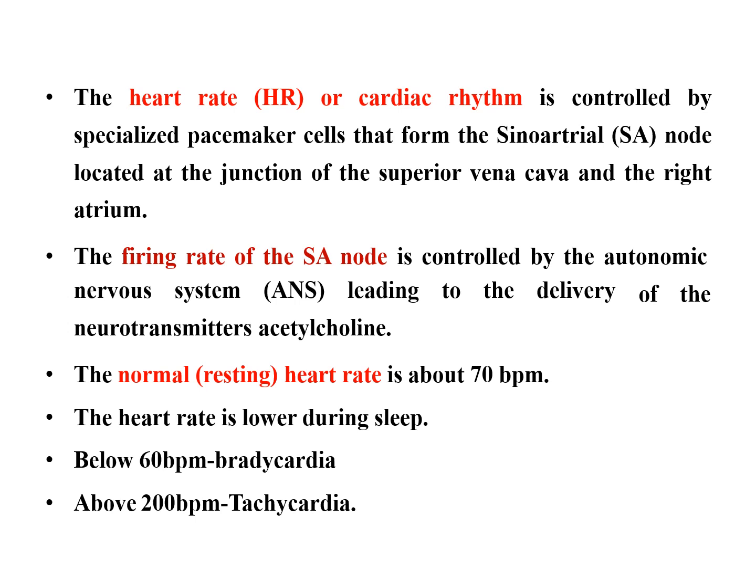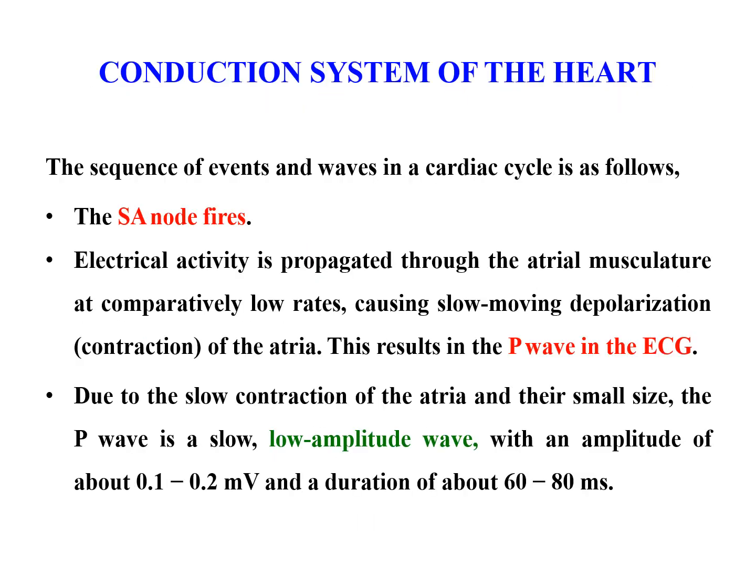Next, heart rate or cardiac rhythm is controlled by specialized pacemakers such as the sinoatrial node, SA node, and the autonomic nervous system. The normal heart rate is 70 beats per minute. The heart rate is lower during sleep, below 60 beats per minute, which is bradycardia. Above 100 beats per minute is tachycardia.